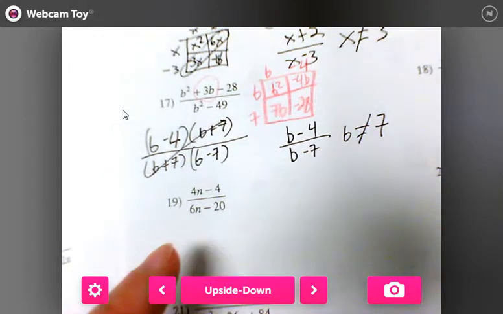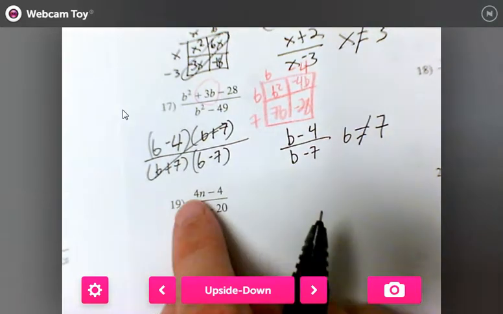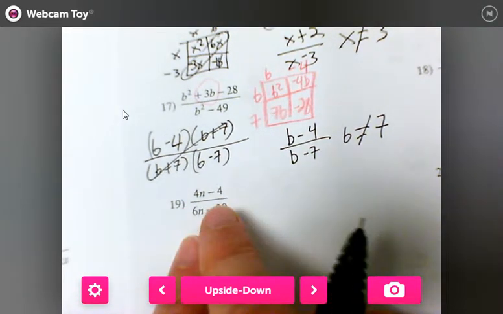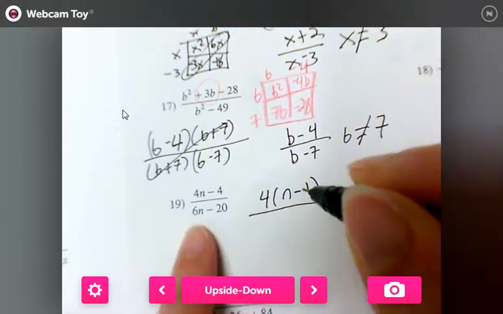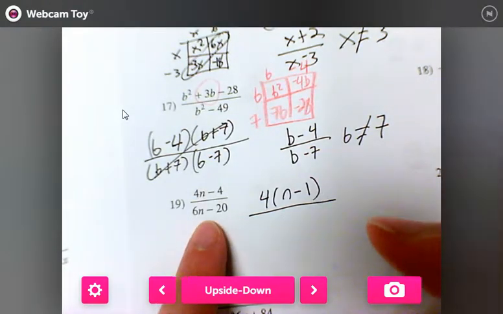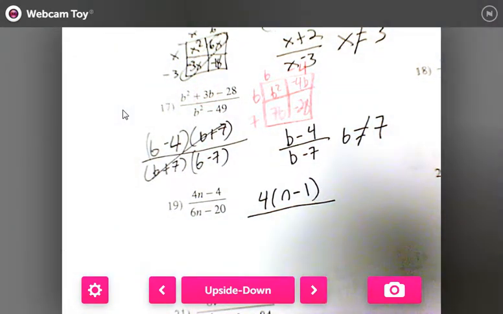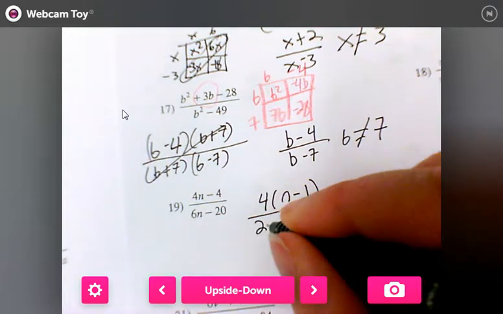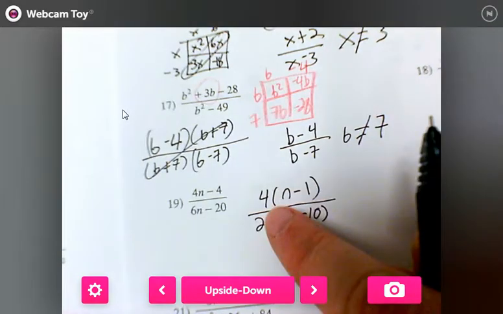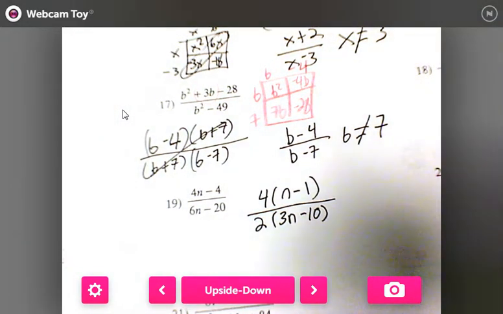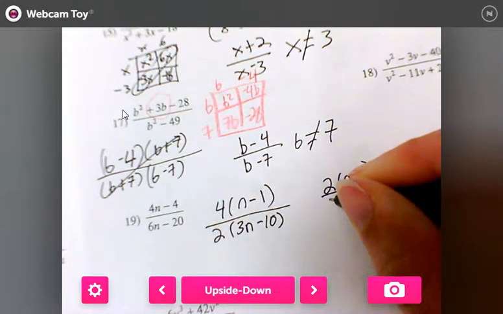Okay. Let's do number 19, because I've seen you guys look at some of these and be real confused. What can I take out of the top? Not n, but 4. I'm left with n minus 1. What can I take out of the bottom? So it can't be a 6, right? Because 6 doesn't go into 20. 3 doesn't go in there, so it's a 2, right? 2. So I'm left with 3n minus 10. Okay? Now, 4 over 2, what does that reduce to? 4 divided by 2 is? 2 over 1, right? So 2 on top, 1 on the bottom, or nothing on the bottom.